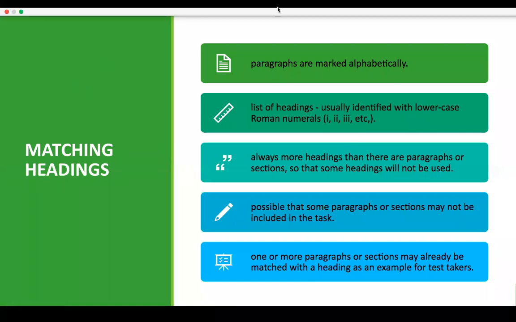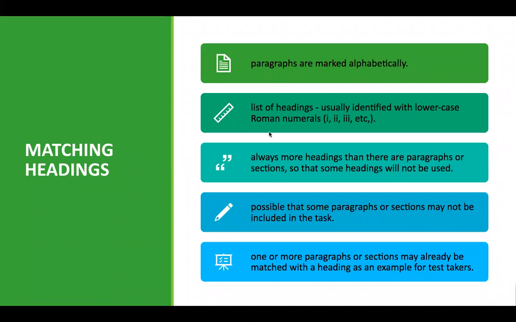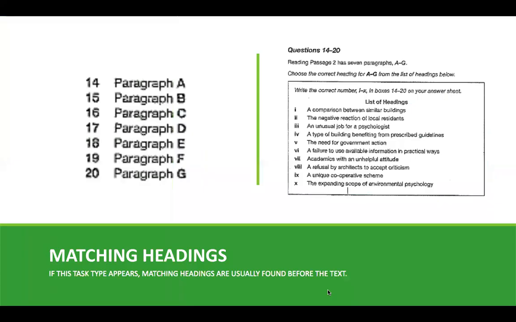So for matching headings, remember that paragraphs are marked alphabetically. List of headings are usually identified with lowercase Roman numerals. Okay, Roman numerals. There are always more headings than there are paragraphs or sections so that some headings will not be used. It's possible that some paragraphs or sections may not be included in the task. One or more paragraphs or sections may already be matched with a heading as an example for test takers. So, there may be an example at times. Okay, so here is an example.